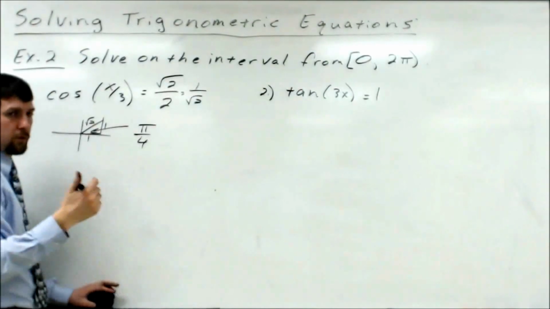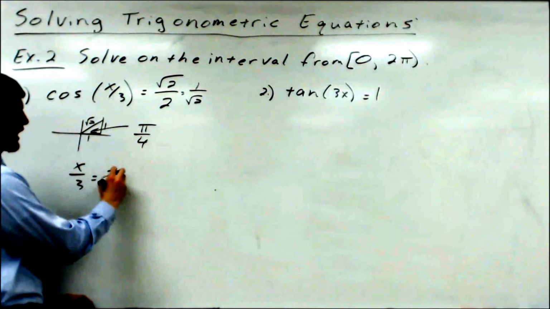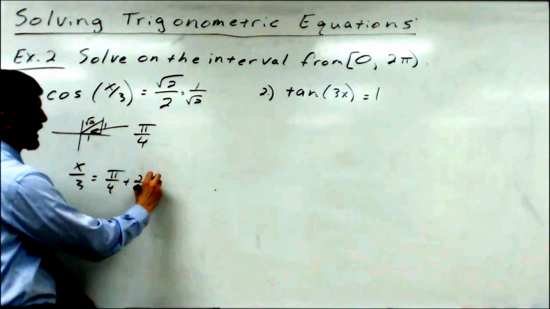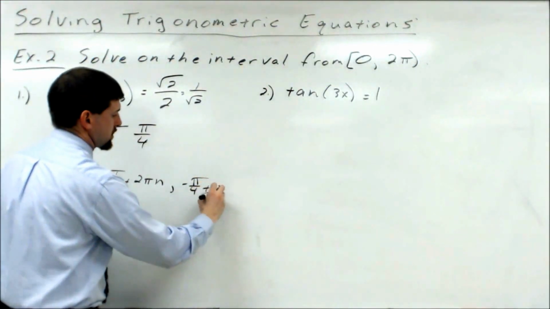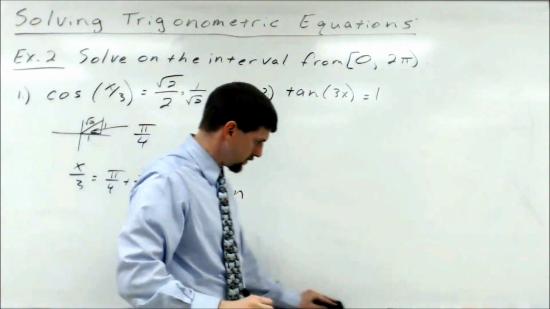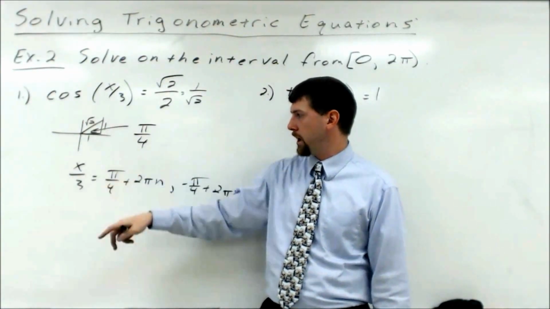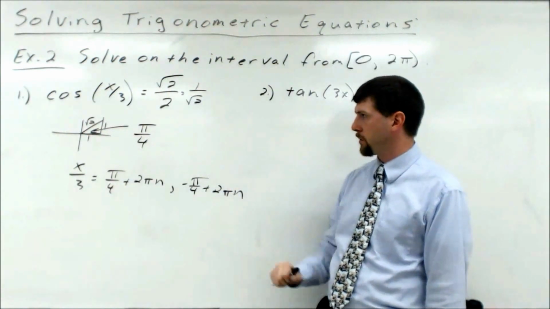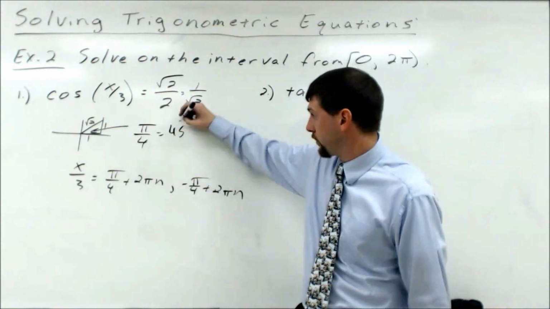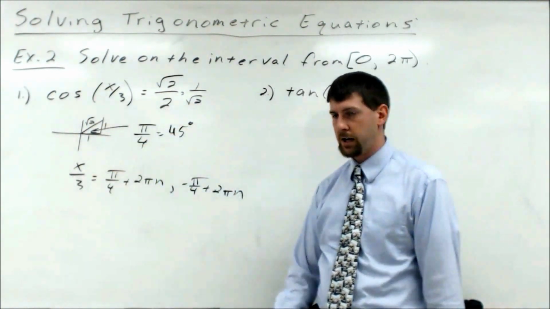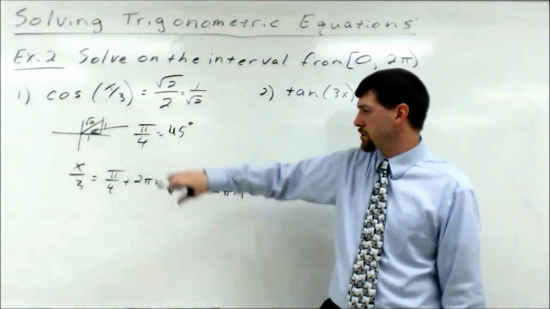So my angle is pi over 4. So what are my solutions? X over 3 is equal to pi over 4 plus 2 pi n and negative pi over 4 plus 2 pi n. So that's where we would have stopped before. I had my angle, pi over 4 plus 2 pi n, negative pi over 4 plus 2 pi n. That's 45 degrees. 45, 45, 90 triangle. Calculator will tell you that if you want to just do inverse cosine of this.